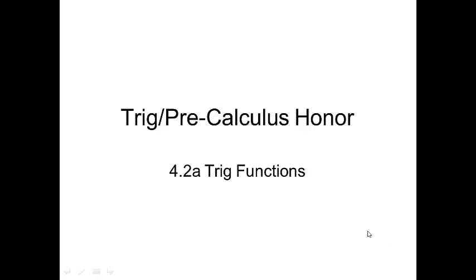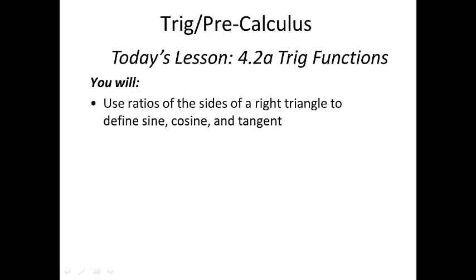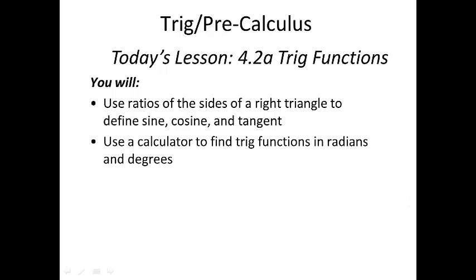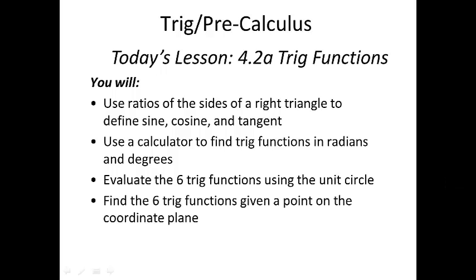Okay, this is your lesson on trig functions, section 2. In this section, you will use ratios of the sides of a right triangle to define sine, cosine, and tangent. Use a calculator to find trig functions in radians and degrees. Evaluate the six trig functions using the unit circle, and find the six trig functions given a point on a coordinate plane.